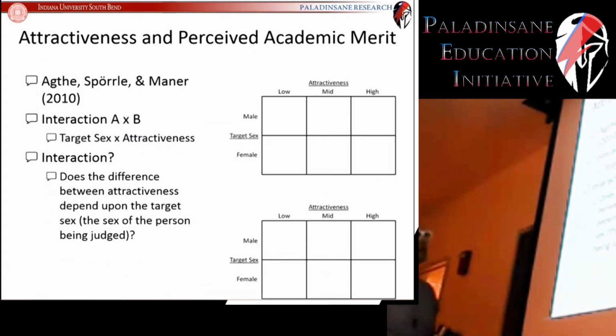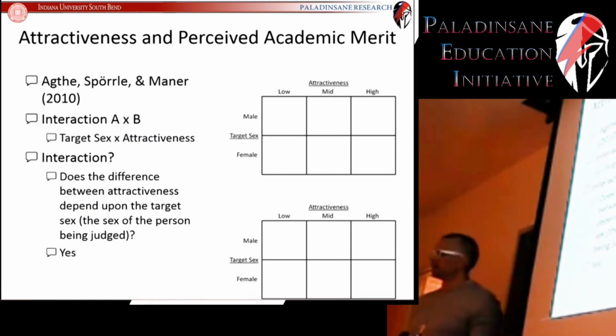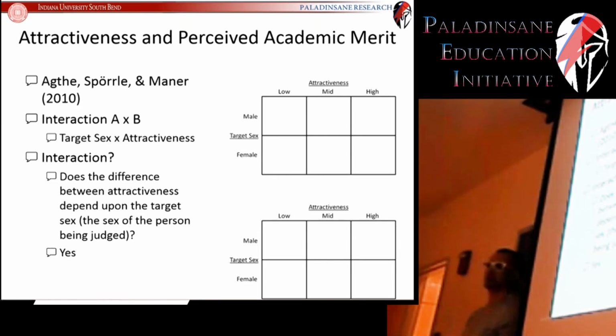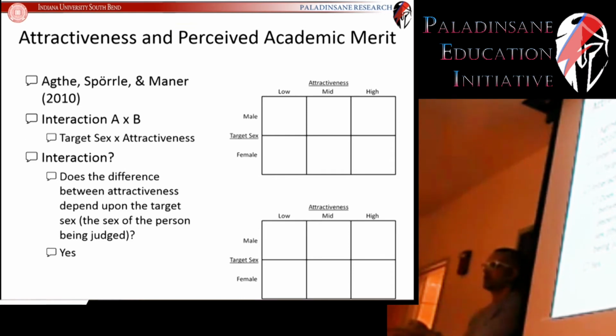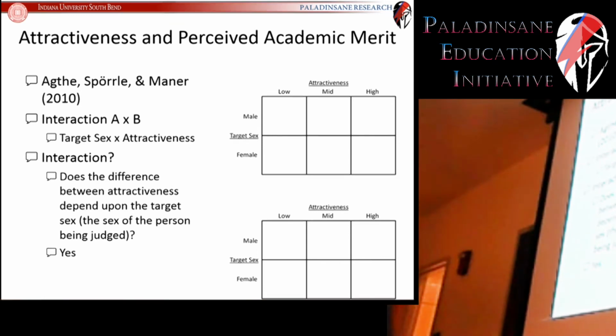All right, so does the difference between attractiveness depend upon the target sex of the person? Yes, it does. If you're a male, as long as you're above middle attractiveness, the effects are pretty much the same. If you're a female, highly attractive, not the best. Middle attractive, the best. Unattractive for both, the lowest amount of scholarships.